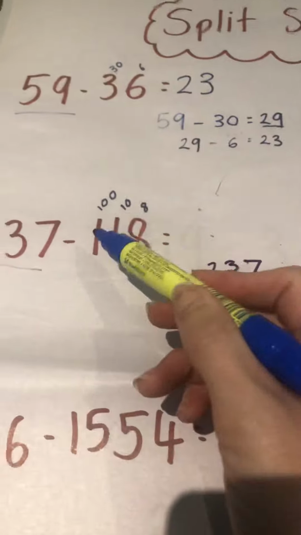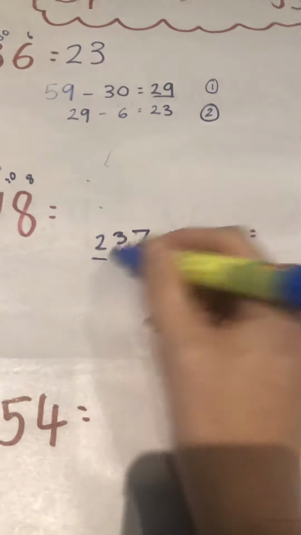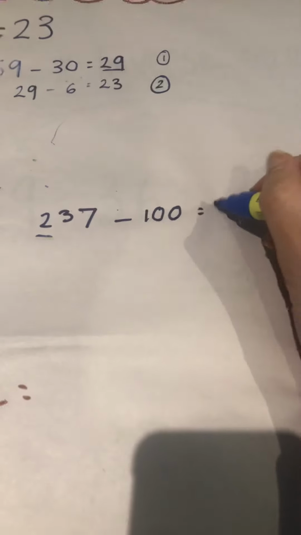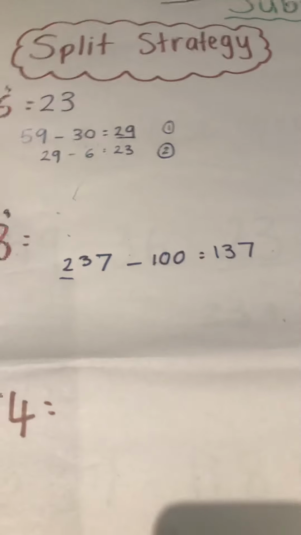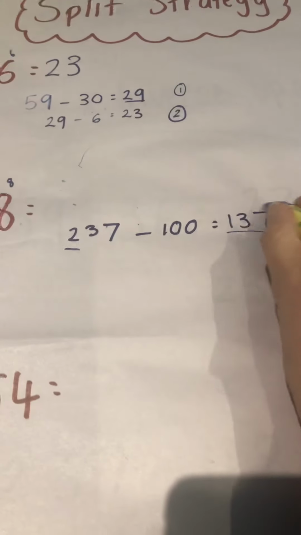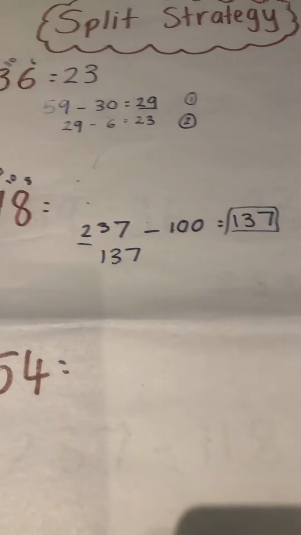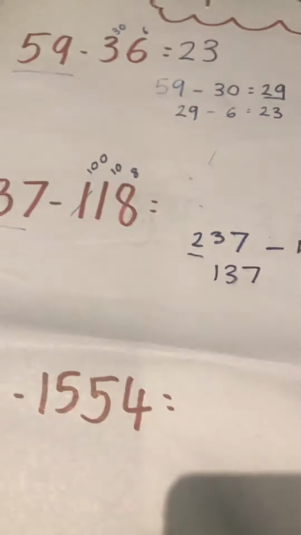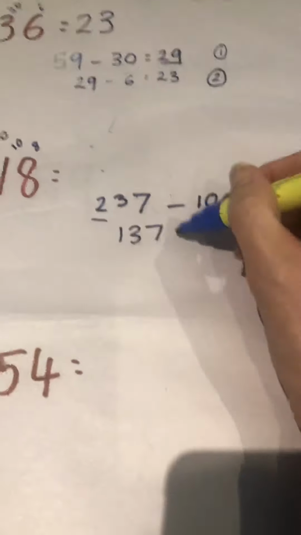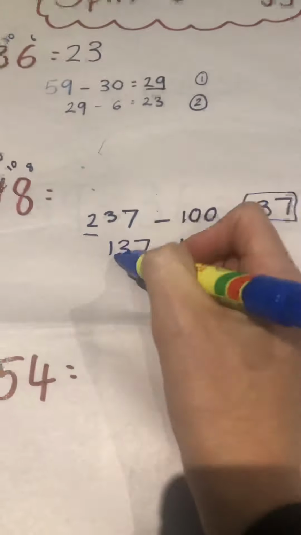Firstly, we'll start with our 100. So 237 take away 100. That affects this number here, and it becomes 137. Now, if you remember from the one above, we take this number and write that down as our second line of working out. Now we have taken away our hundreds. Now we will take away our 10. So 137 take away 10. That affects our tens column.